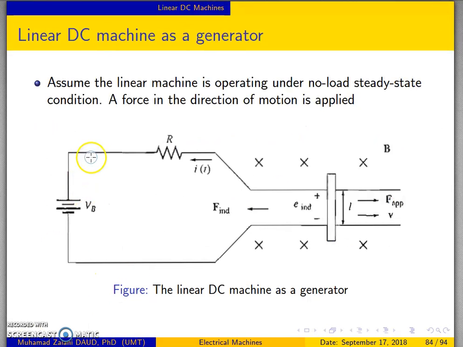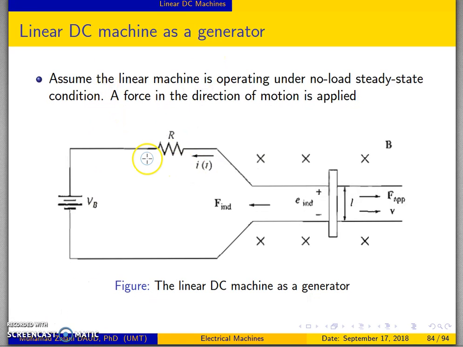Okay, now I'm going to talk about the DC machine as a generator. In the DC machine as a generator, we assume that the linear machine is operating under no load steady state condition. A force in the direction of motion is applied. So previously the direction of motion is to the right hand side.